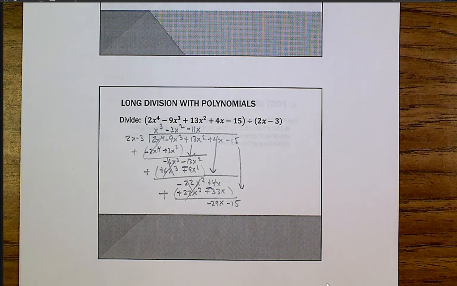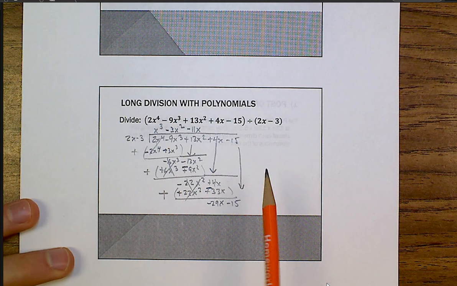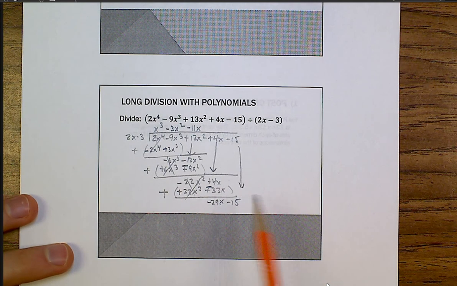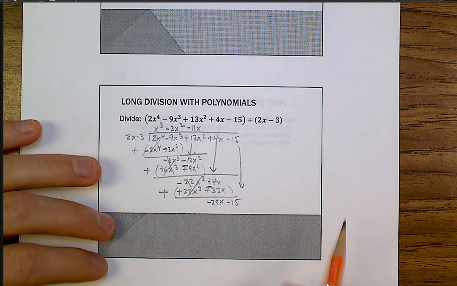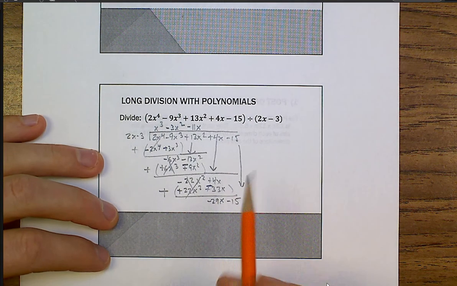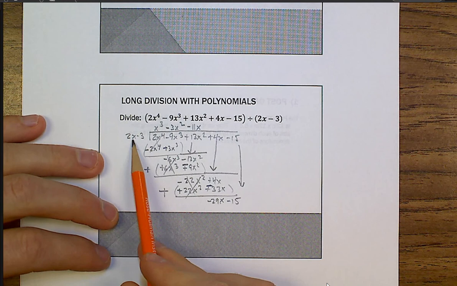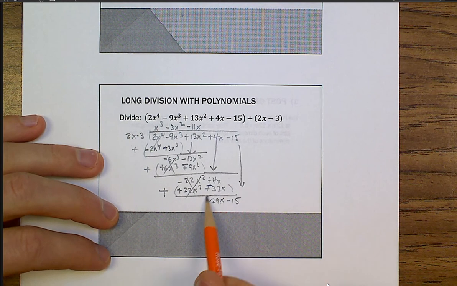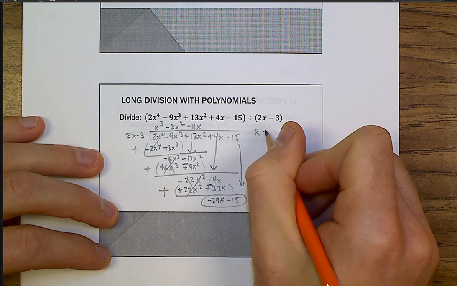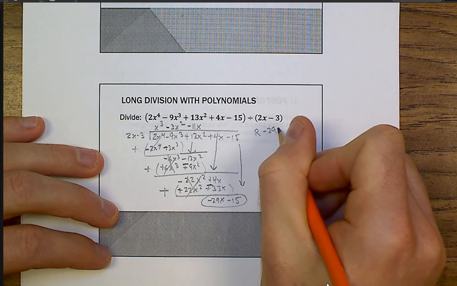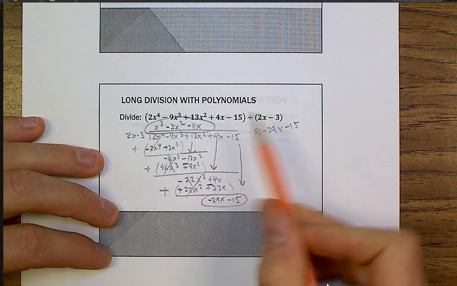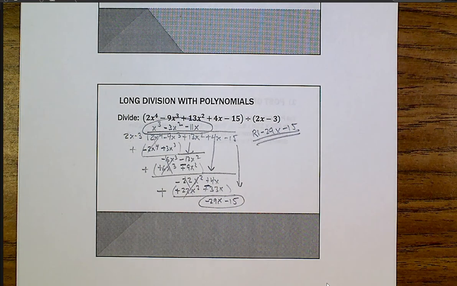And now on this one, let's see if I did something wrong here. Negative 29x, 2x. Nope, looks like I'm okay here. So what happens is this: when you can't put the 2x into the negative 29x, that means you're going to have a remainder. So when I can't go in evenly, this becomes my remainder. So I have a remainder of negative 29x minus 15, and you just write it like that. So our answer would be this, with a remainder of negative 29x minus 15.